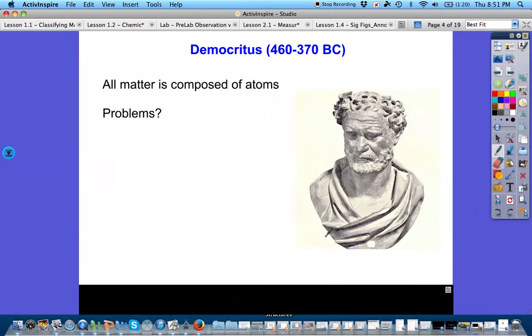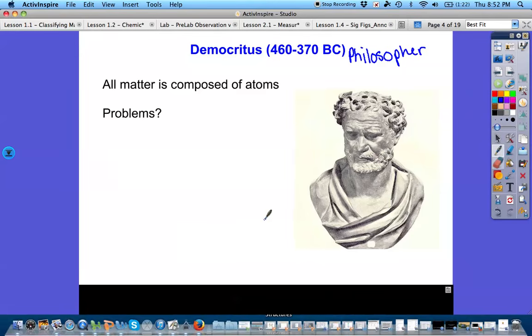So the first person that made contributions to our atomic theory is Democritus. And Democritus, he was a philosopher. And philosophers think, and then they talk about what they think about. And so that's what Democritus did.